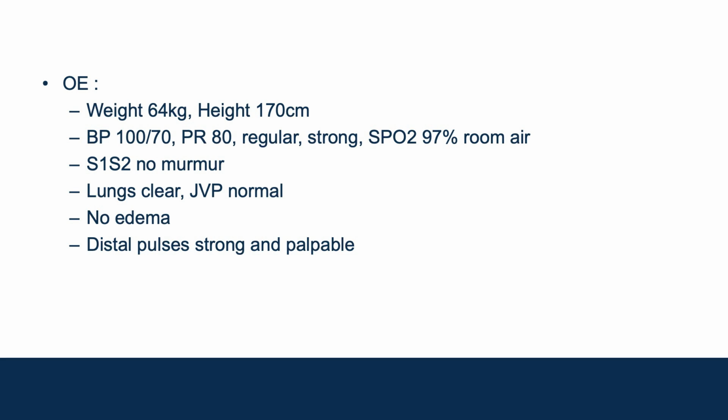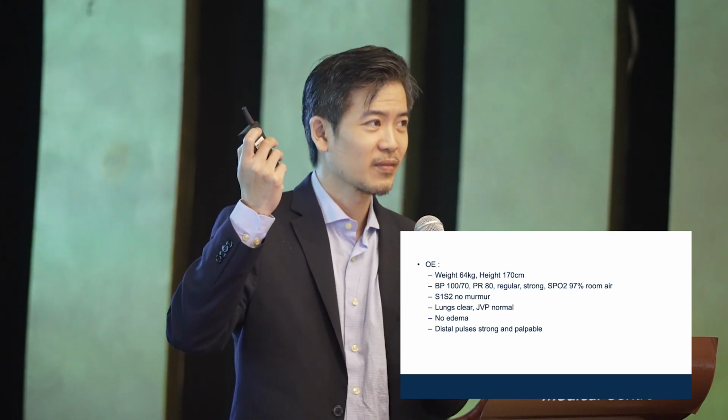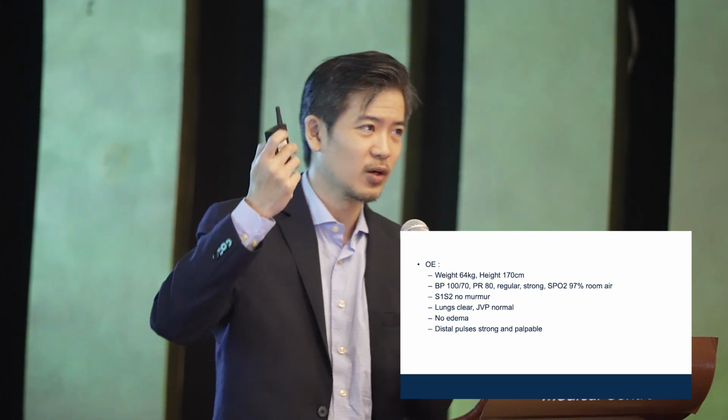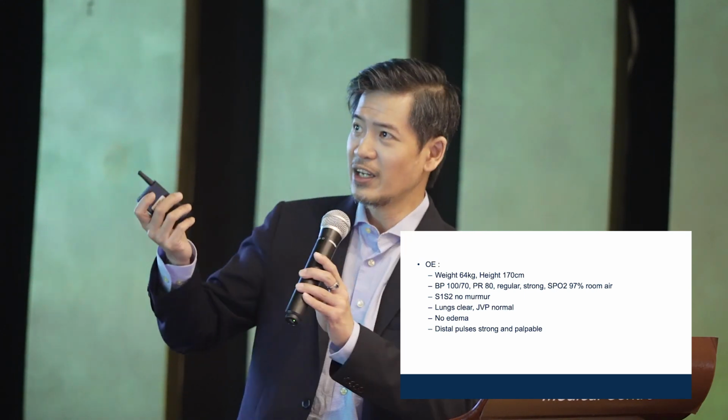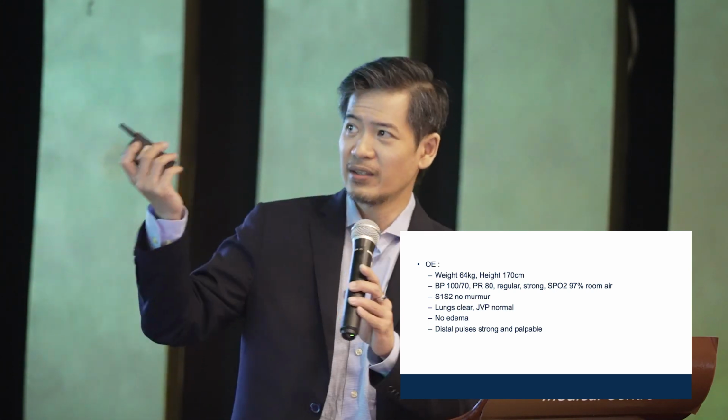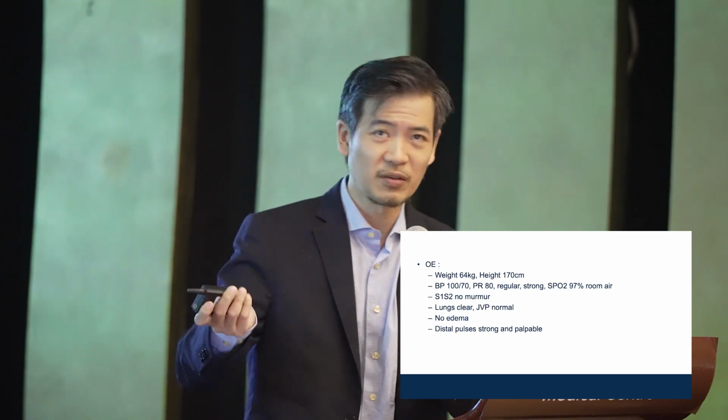Oxygen saturation 97. I'm not too sure how many of you feel that 97 under room air is normal, or you think it's subnormal. Some say subnormal, but I can tell you it's actually normal for some people, because myself is only 96. Anyway, clinically, no murmur. I looked at the JVP really hard until she got a bit worried. Nothing elevated, no edema. Distally, as always, the pulses are strong.